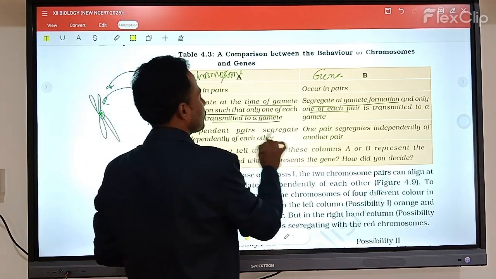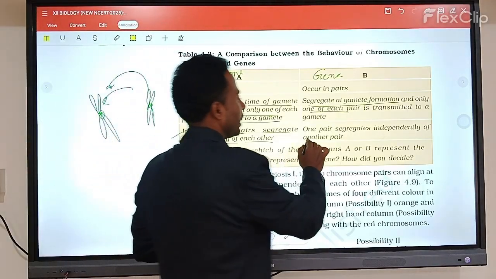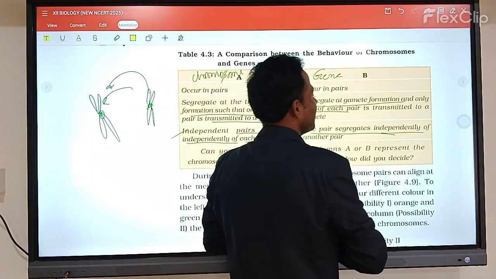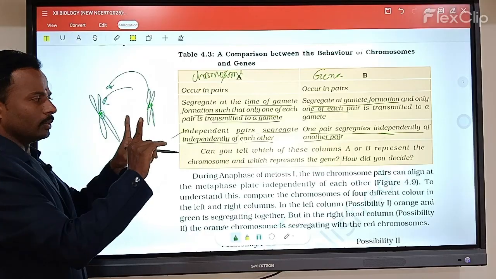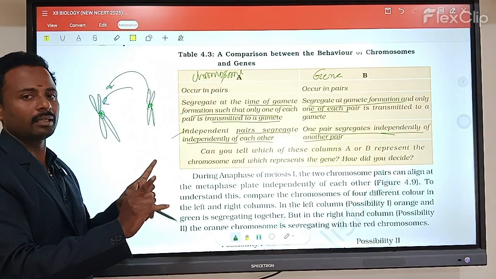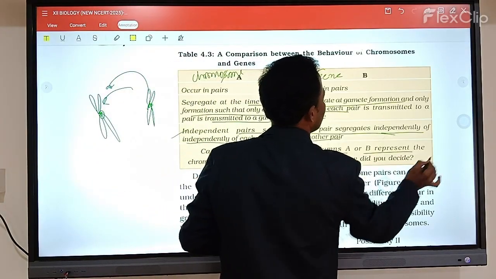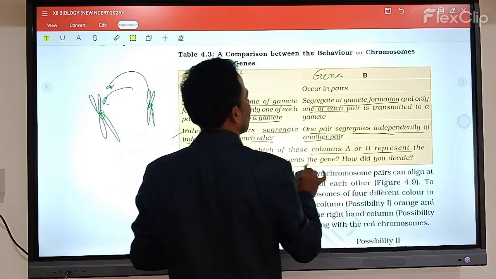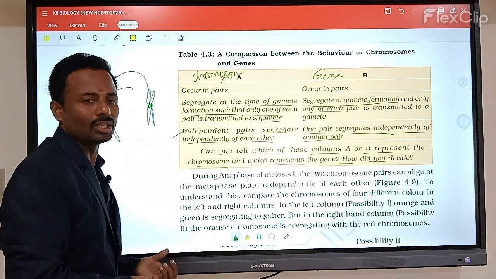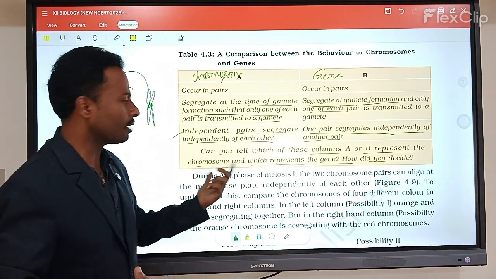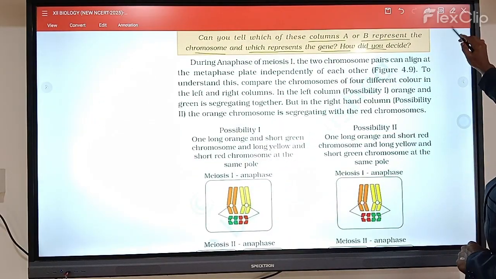Next, independent assortment: pairs segregate independently of each other. One pair segregates independently of any other, and here also the pairs get separated independently. You can tell which of these, column A or column B, represent chromosomes and which represent genes. How did you decide it? Both act as genes, having genetic information.